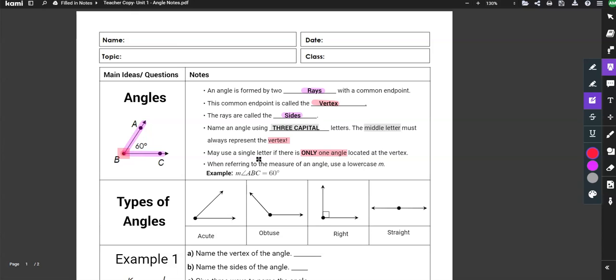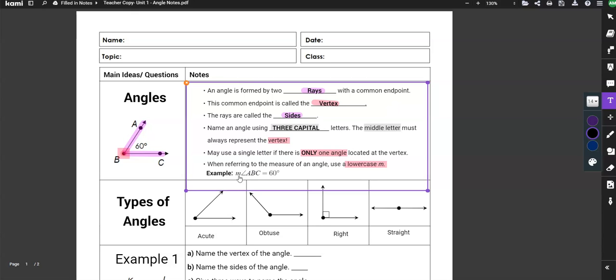When we are referring to the measure of an angle, make sure you use a lowercase m, followed by the name of the angle and its measure. So for example, here we have the measure of angle ABC is equal to 60 degrees. Now, if you're using the formula tool within our text in Kami, it will automatically put it in this font, so you don't have to worry about italicizing anything.